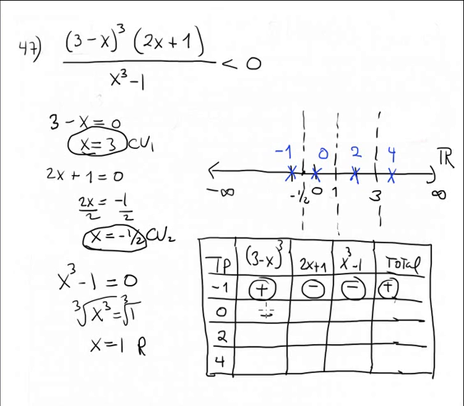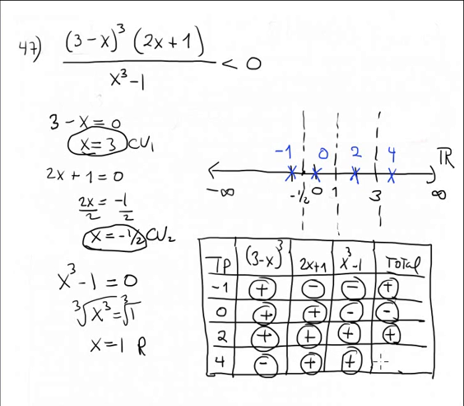0 is positive. 0 is positive. 0 is negative. Total sign is negative. 2 is positive. 2 here is positive also. 2 here is positive. It's positive. 4 is negative. 4 is positive here. And 4 of course is positive here. The answer then is negative.